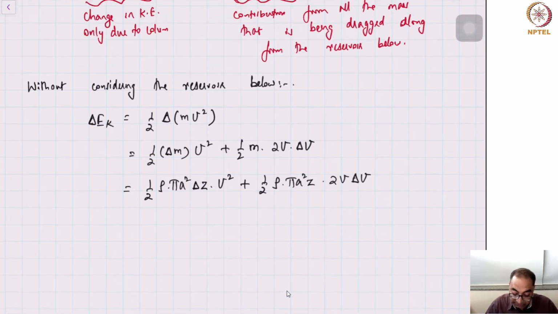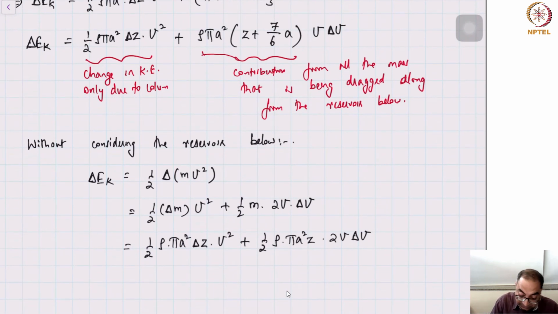So now let's compare these two expressions that we've got here. This is the second term that I've got here. This is without reservoir.